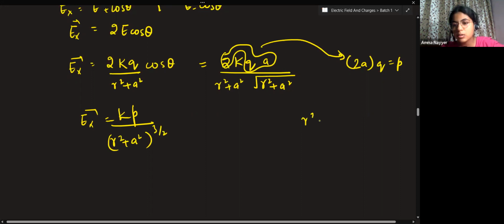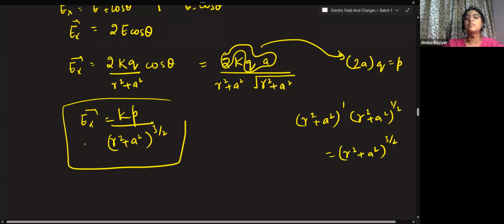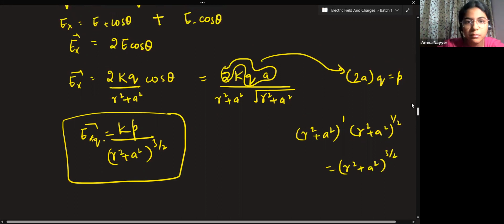See how this is r square plus A square to the power 1. And this is r square plus A square to the power half. So half plus 1 will give you r square plus A square to the power 3 by 2. So you can write electric field as Kp divided by r square plus A square to the power 3 by 2. So this is what your net electric field is given as. Since y is 0, this will be the net electric field on the equatorial line. Is it clear? Let me repeat for the equatorial line in brief.